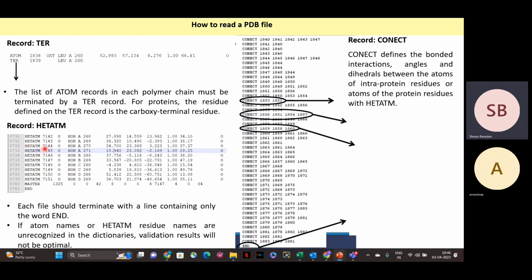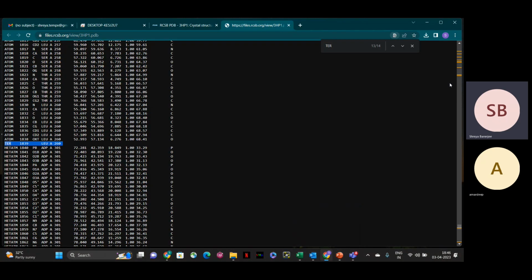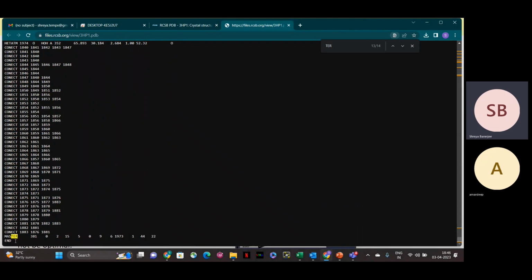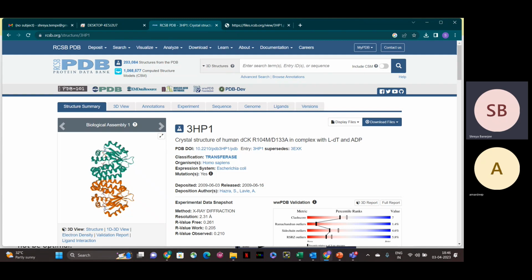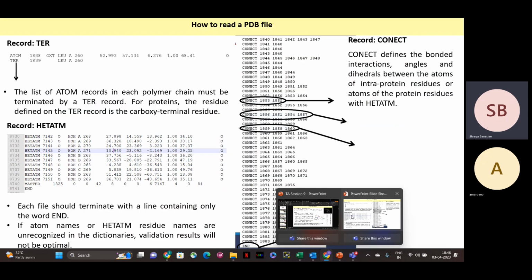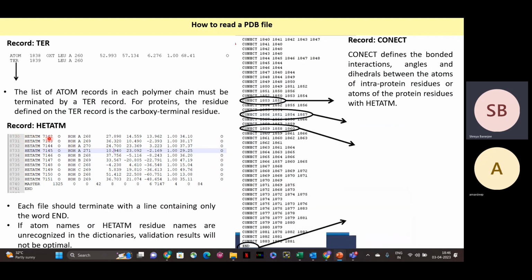So HETATM generally stands for atoms which are outside of the amino acid chain. For example, if there are water molecules, HETATM will be written for the atoms of the water molecule. And at the very end of the file, I'll once again show the PDB. At the very end of the file, the word END has to be written. Suppose there are water molecules surrounding the structure, then they will be represented by HETATM.